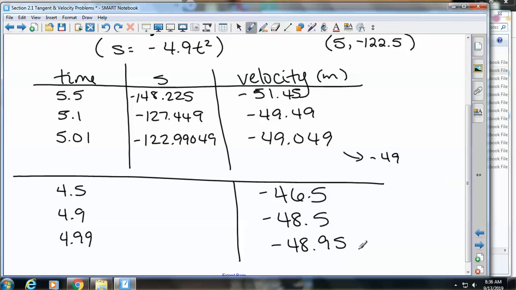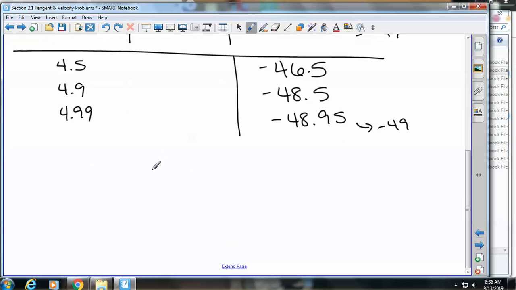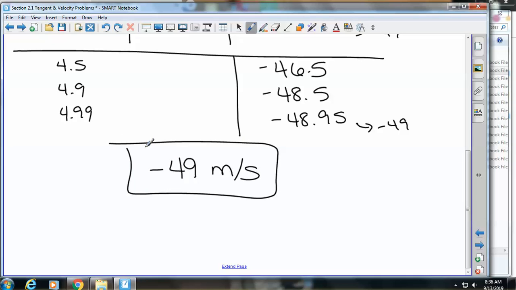So, does this also look like it's approaching negative 49? So the question was to find the velocity of the ball after 5 seconds. We checked numbers smaller than 5 and bigger than 5. It appears that they are both approaching the same thing, so we could assume our velocity is negative 49 meters per second. Again, it's a negative because it is falling. Velocity is just speed with direction to it. All right. Questions there?